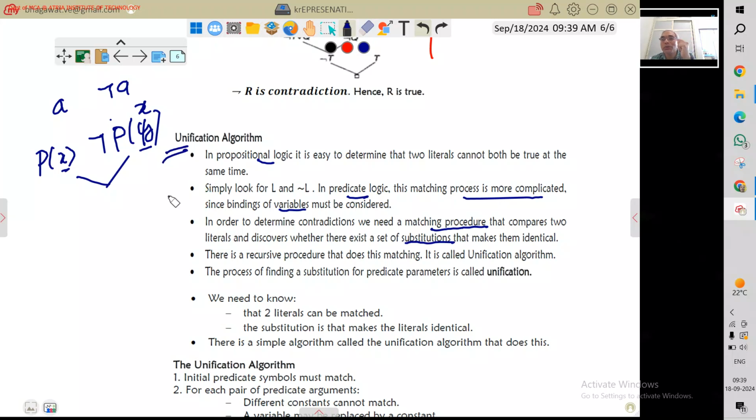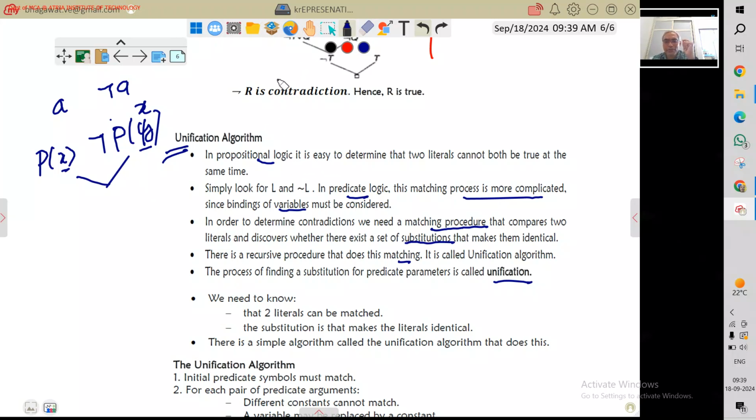So we are going to unify the variables. This algorithm we call the unification algorithm. It is a recursive procedure that does this matching. The process of finding a substitution for predicate parameters is called unification.